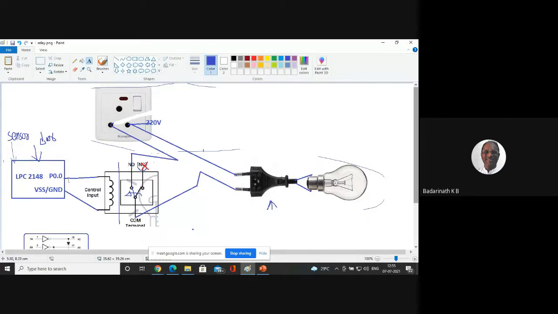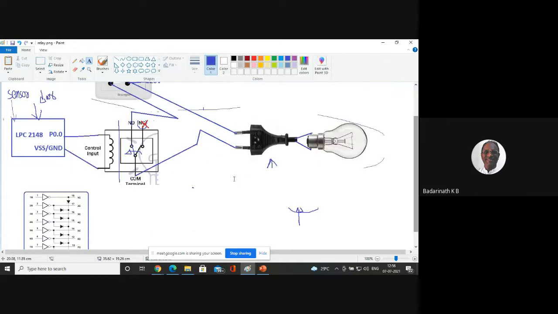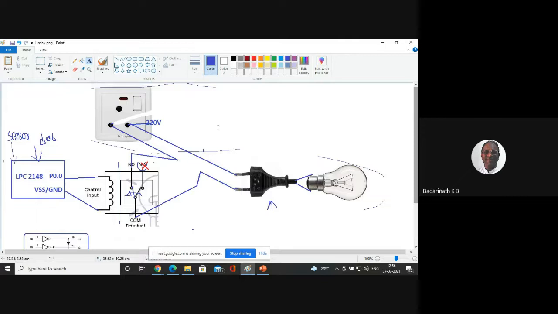Whenever you send 1 here, what will happen? The current flows and the winding of the electromagnet gets energized, and immediately the common terminal is pulled and gets connected to the NO, and the current flows to the LED. Whenever you send 0 through the IO clear instruction, it is off. So you have now implemented interfacing to high power devices. We have solved this problem. This is a successful way of interfacing a high power device to a microcontroller.